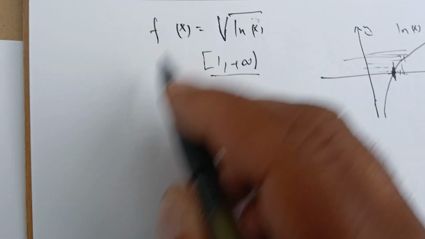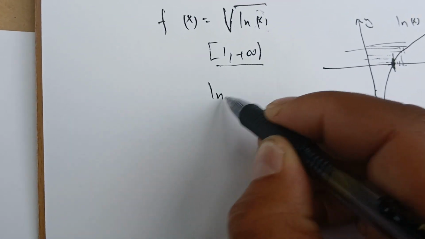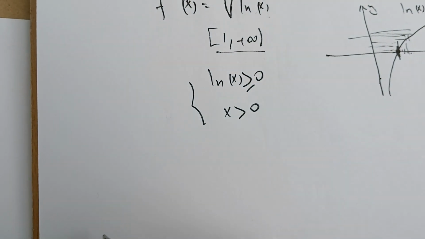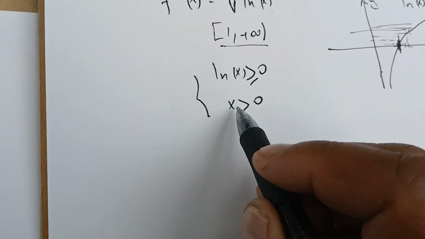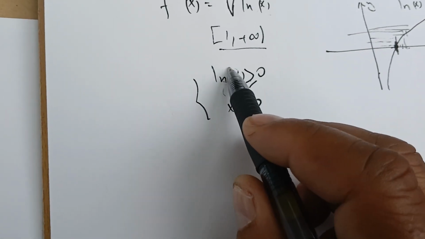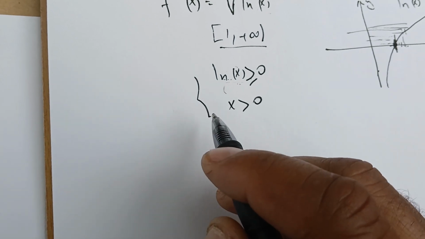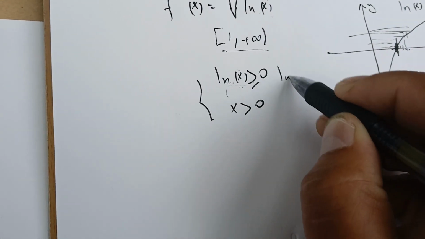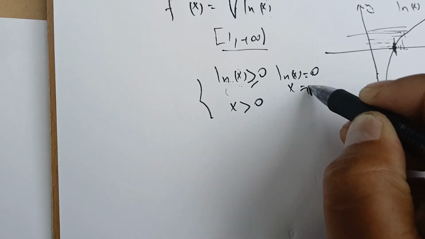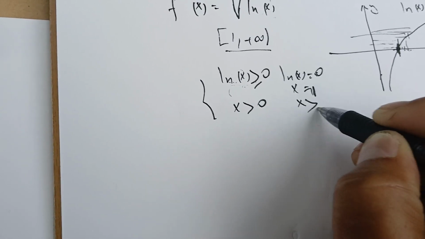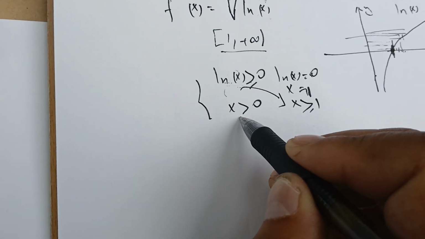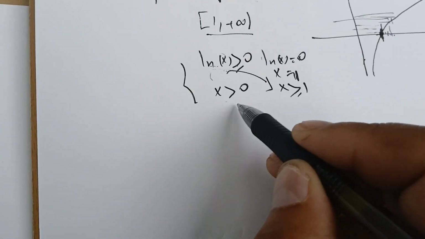So first, we need to have ln of x bigger than or equal to 0 and x bigger than 0. So this first condition, what are the values when the natural log of x is bigger than or equal to 0? Okay? So the natural log of x is equal to 0 when x is 1. Okay? So that means x is bigger than or equal to 1 from this condition. And we can combine this first condition with this one.